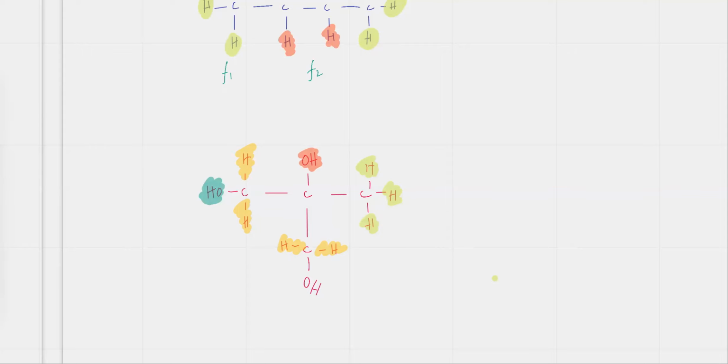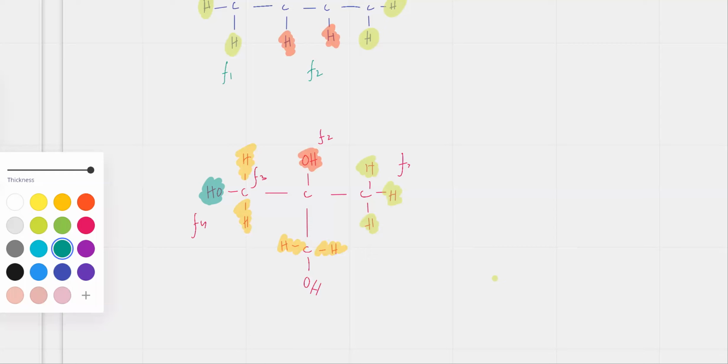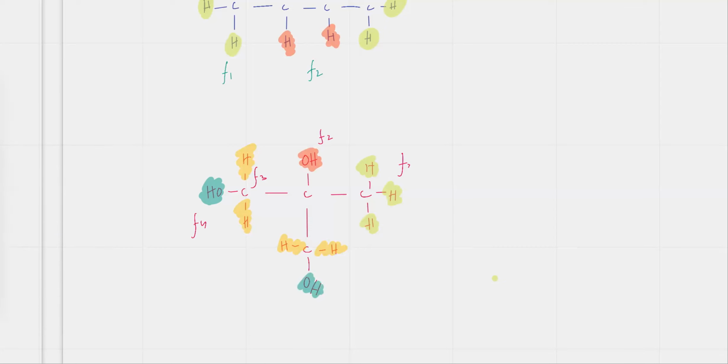fourth one. Okay, so let's say this resonates at F1, this resonates at F2, this resonates at F3, and you have a resonance at F4. So is this clear? The first thing. Finding the chemical environments. Is this clear?